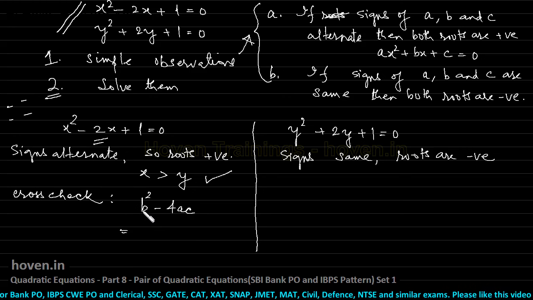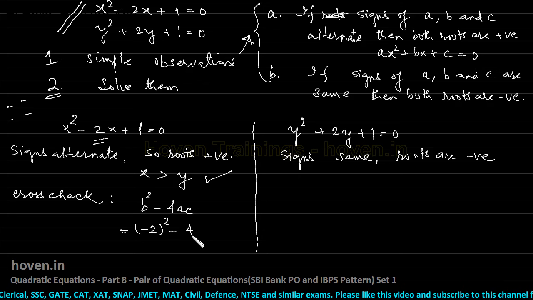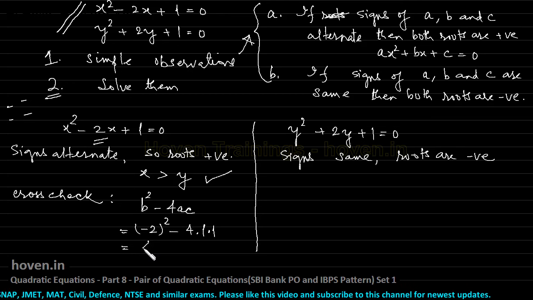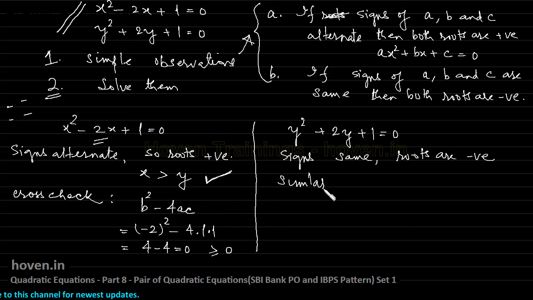Let us check in this case. B is what? Minus 2 square minus 4 into a is 1 and c is also 1. So this is 4 minus 4 equal to 0, which is more than or equal to 0. So the roots are possible and we are so far on the correct path. Make a similar check for this one, because if this one fails, then this will no longer be our option. We will have to say no relation exists.